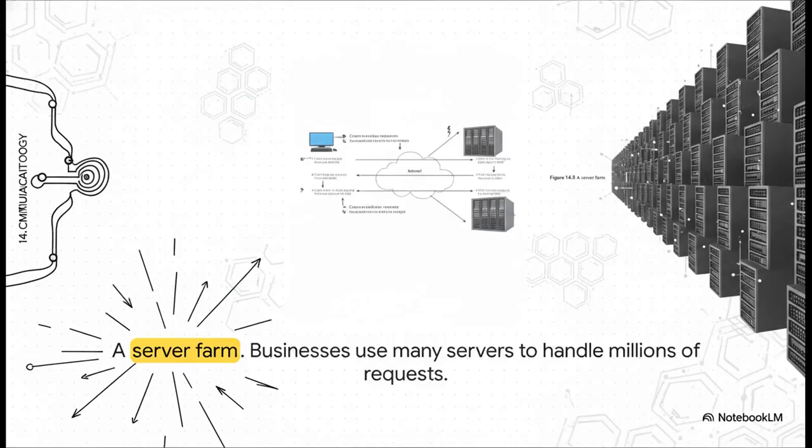Now, what's so cool about this image is the sheer scale of it all. See, a server isn't always just one lonely box sitting in a corner. Not at all. Big companies use what's called a server farm. These are huge warehouses, just packed with servers, all working together. These data centers are the real powerhouses of the internet, handling millions upon millions of requests at the same time.